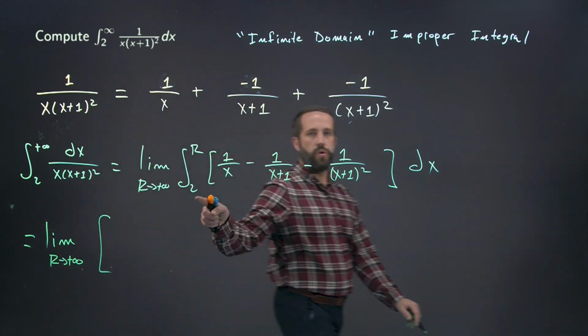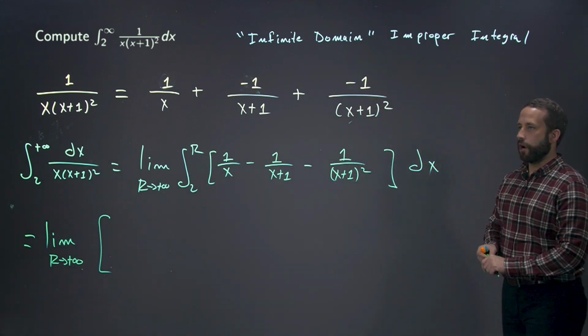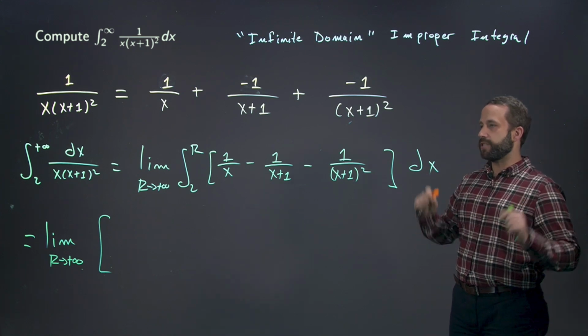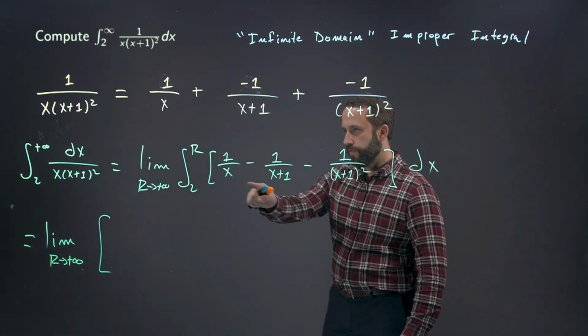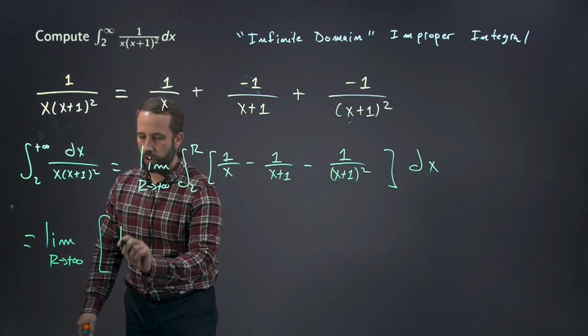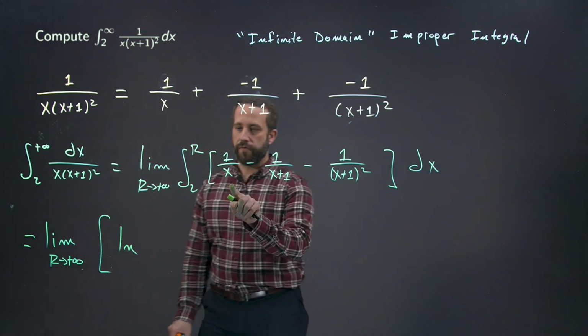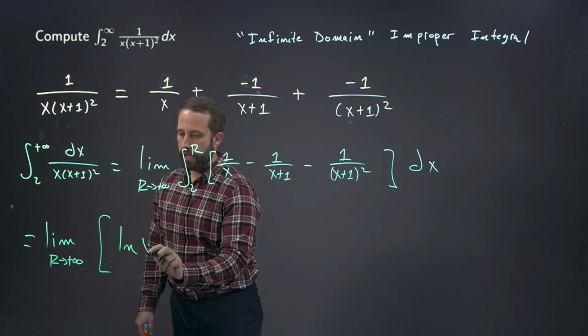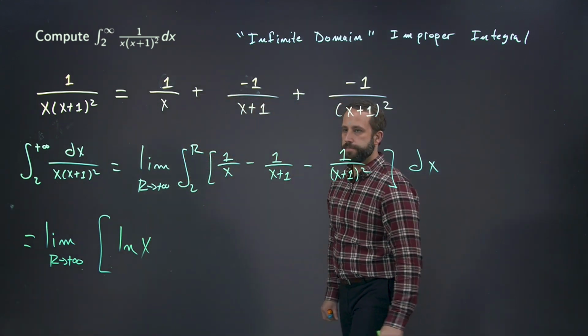Okay, let's see if we can do all of these antiderivatives in our heads without actually having to write down and do any explicit u substitution. So the antiderivative of 1 over x, this is the natural log of the absolute value of x, but x is only positive here, going from 2 to r, so this is just the natural log of x.